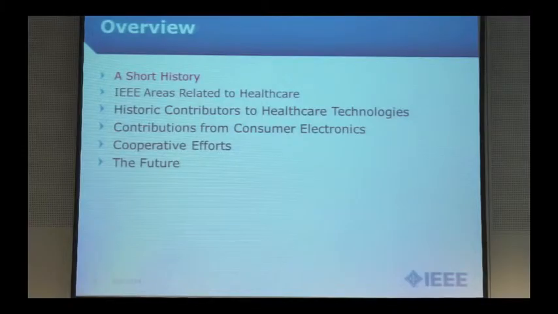Yeah. Okay. All right, so after that interlude, we will start again. So I also want to spend a little time talking about the contributions of your group, Consumer Electronics Society, to this area, and they actually have been quite substantial. And some of the cooperative efforts, and then perhaps the future.